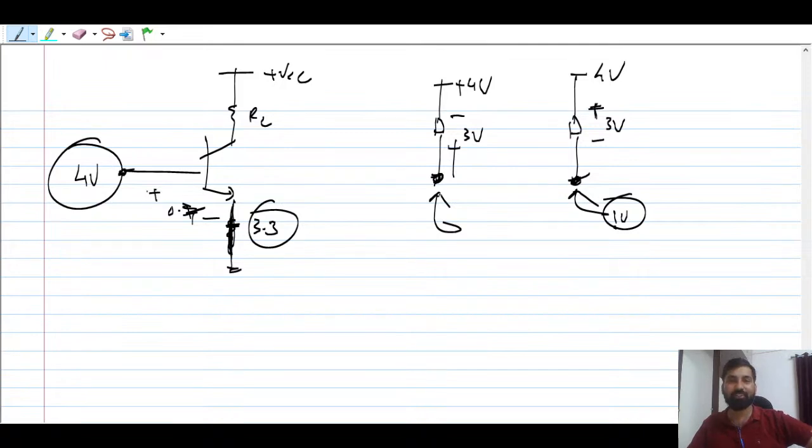So what will happen here? Can someone tell me? 4 minus 3, you are going down. So what will be the voltage at this point? Anybody can tell me? Those who have joined here, you should know always.